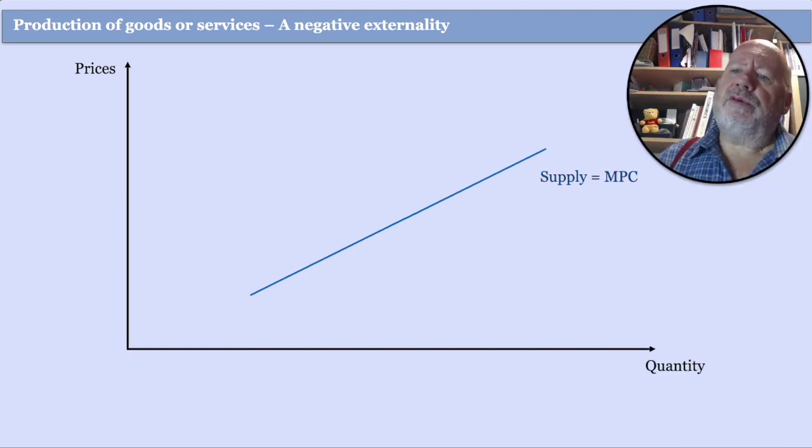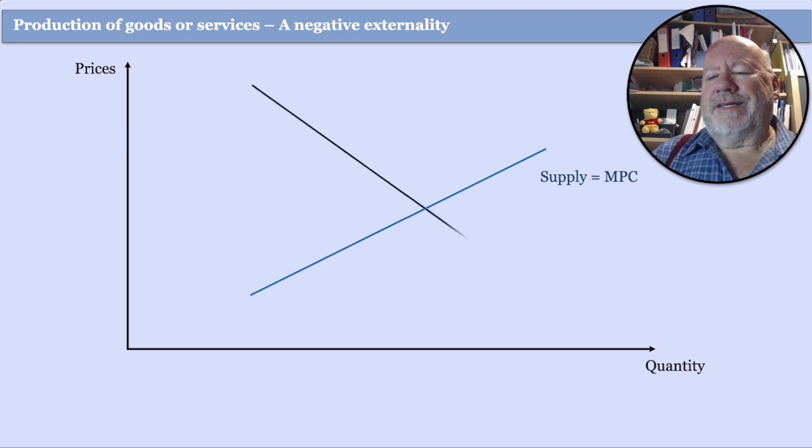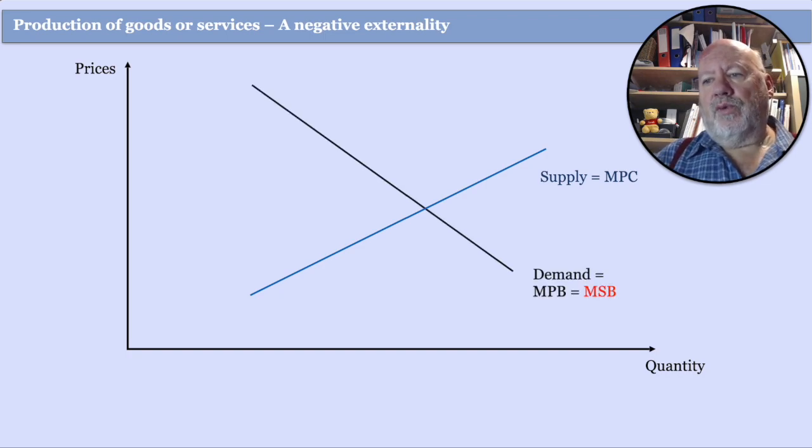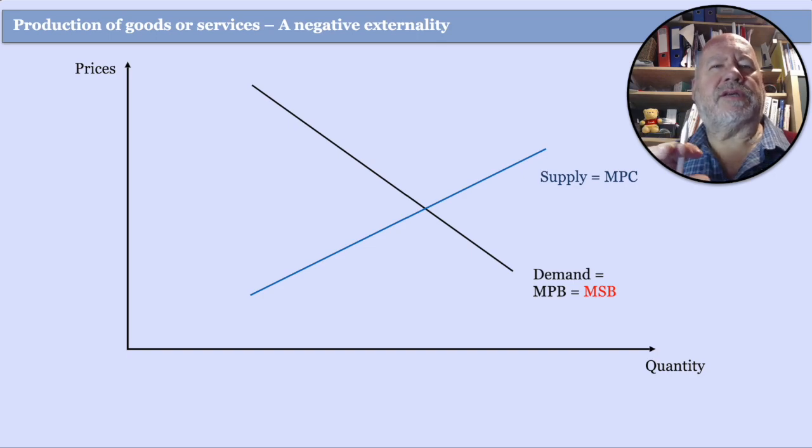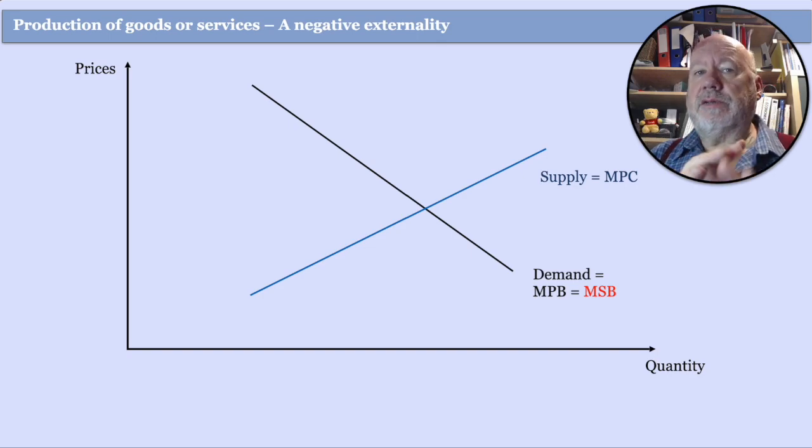So when we then look at that in terms of the market, what we do is draw in our private costs, and draw in our demand curve, and because you only look at an externality on one side of the market, don't try it on two sides. You can do it, but it's a bit more tricky.